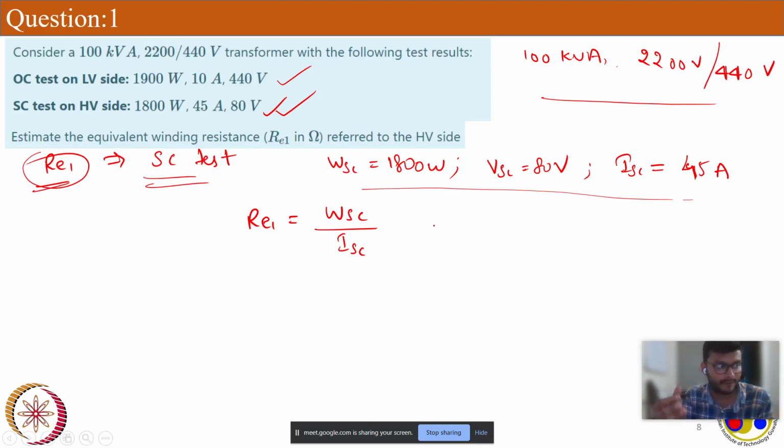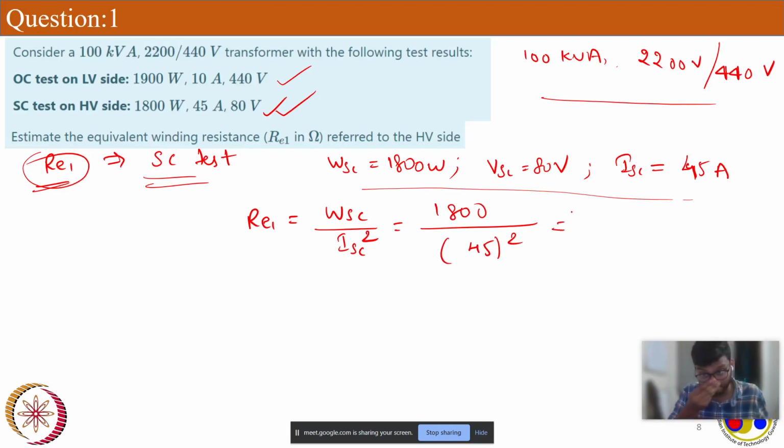Anyway, as we have discussed with the concept, now it's only calculation. Now can someone tell me how much RE1 is? How much is RE1?